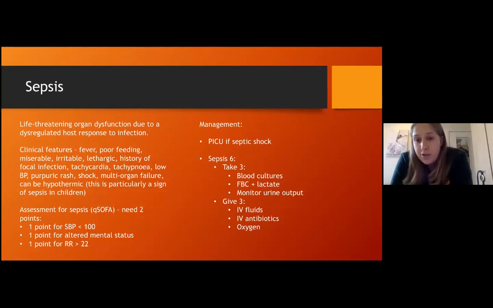And then, like with an adult, you do your sepsis 6. So I like to remember this as take 3. So take blood cultures, FBC and lactate, and take their urine output regularly, and then give 3. So give them fluids IV, give them antibiotics IV, and oxygen if their SATs are below 94%.